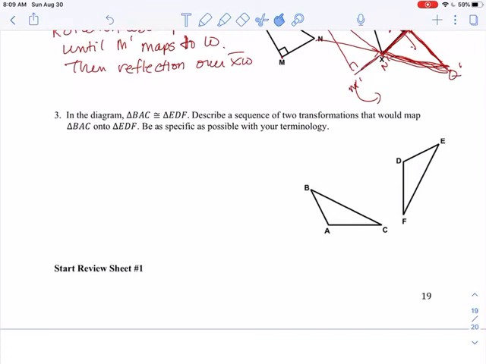All right. And last one. In the diagram, BAC is congruent to EDF. Describe a sequence of two transformations that would map BAC onto EDF. Be as specific as possible with your terminology. So again, there's more than one way that you can do this, but you want to get them so that they are touching. So look how B is the first letter and E is the first letter. So I'm going to do a translation. B maps to E, just so you can see what that looks like. So basically B is going to map all the way to E.